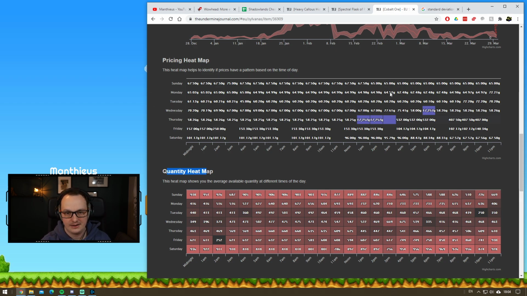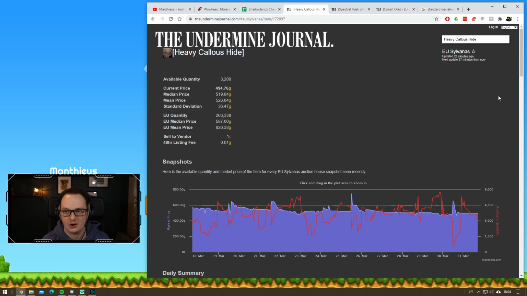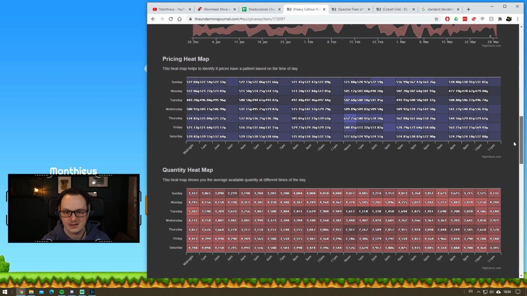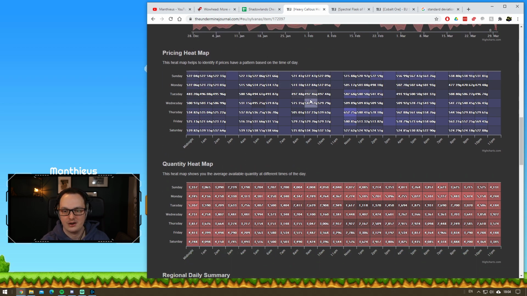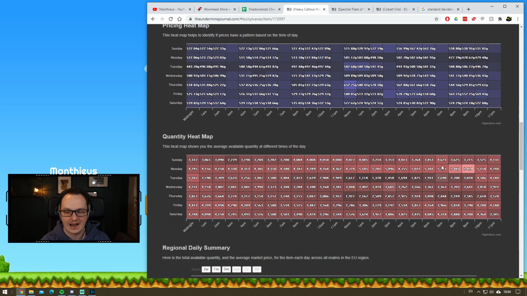In fact, let's go back to the heavy callous hide. Doing it on the Cobalt Ore is not going to be very representative. So for the heavy callous hide, you can see that there are many points during the week where you can get your heavy callous hide at a relatively cheap price. But then compare that to how many there are on the auction house, and you can try and work out when is going to be the best time for me to either buy these materials or when is going to be the best time for me to sell my materials.